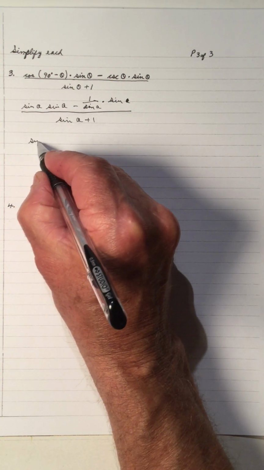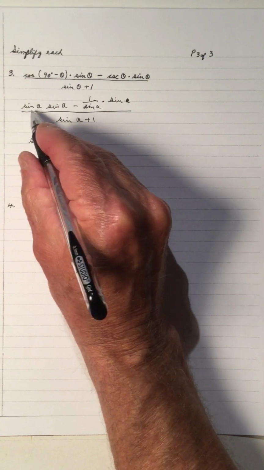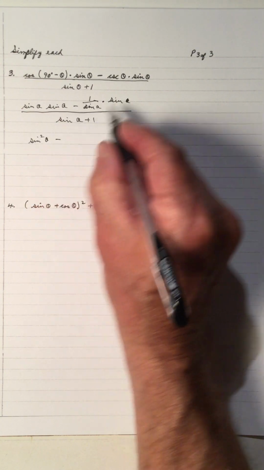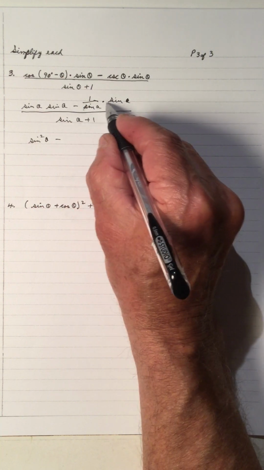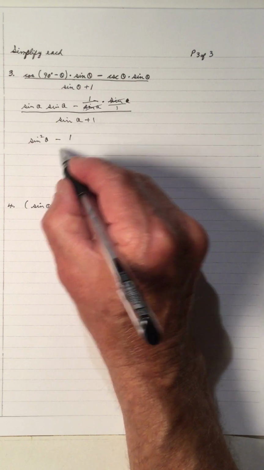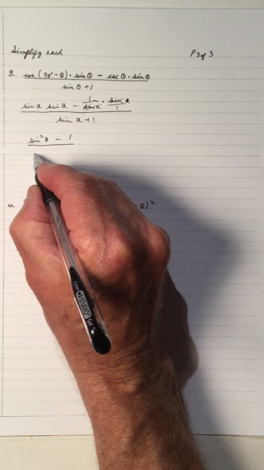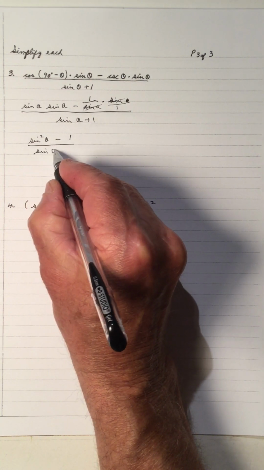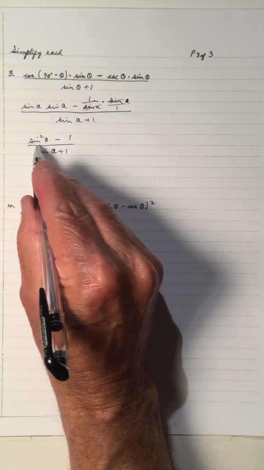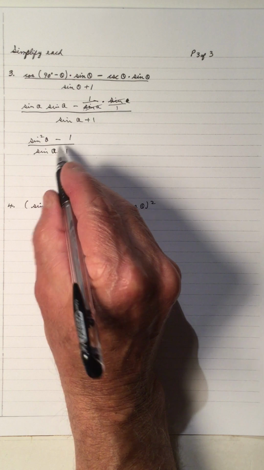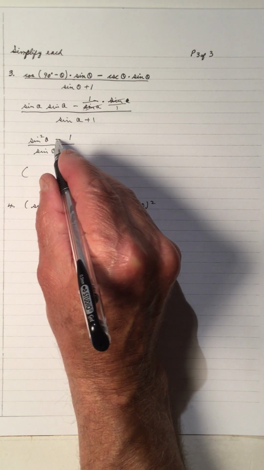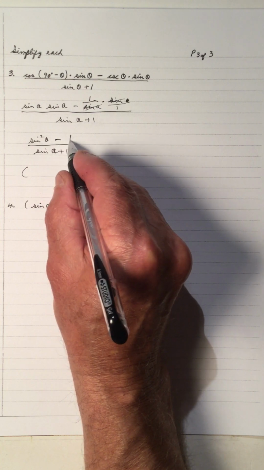I get sine times sine is sine squared theta minus the sines. This is a multiplication, so they cancel, and I get 1, and this is sine theta plus 1. And notice here I have the difference of two squares. So this is sine squared minus 1.